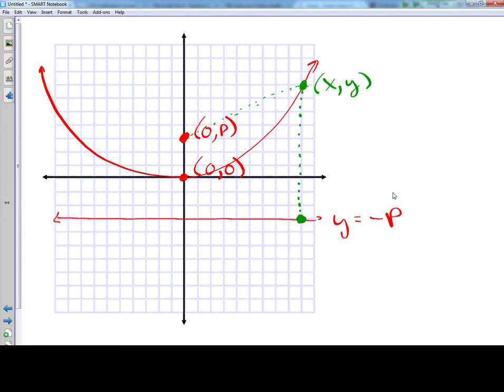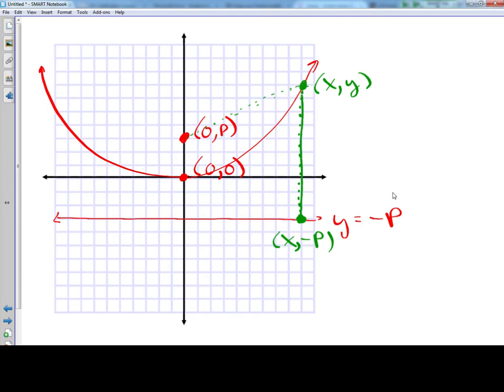X negative y. It would have a value of x, y. It's on the same x value, isn't it? Do you see this line here? It's the same x. But what about my y value? Negative p, because y is way up. Negative p because it's on the directrix, right? All right, cool.